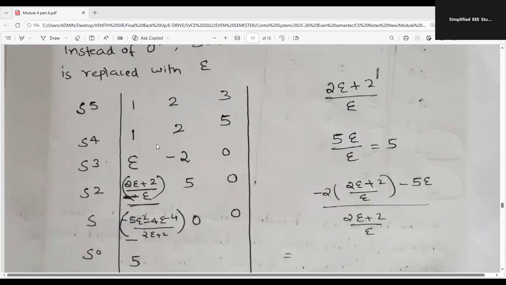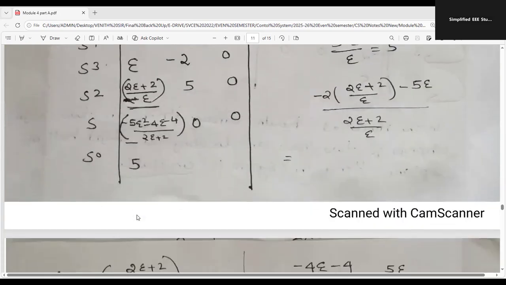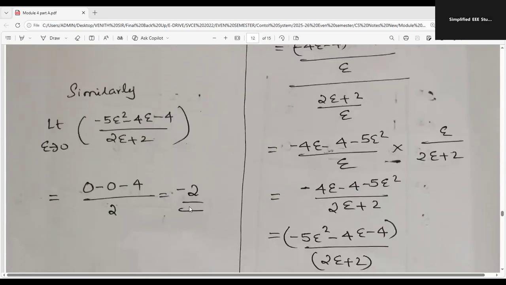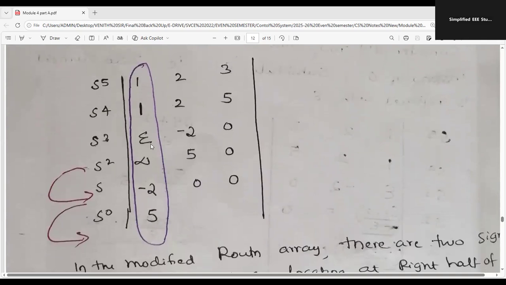So ultimately, modify the Routh array. The fifth and sixth row first element will be replaced after applying the limit. Here I already got the first case as infinity. Second case I got minus 2. So please modify your Routh array. So the modified Routh array will be 1, 1, epsilon, infinity, minus 2, 5. Correct? So this is the first column.